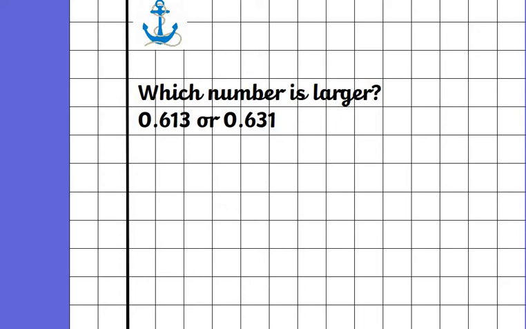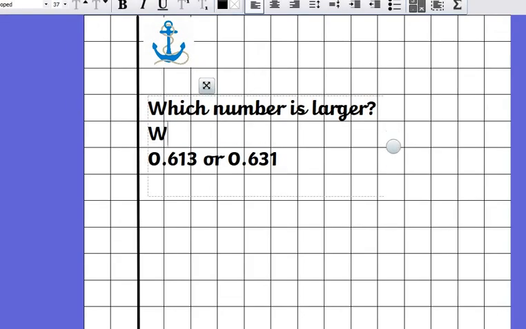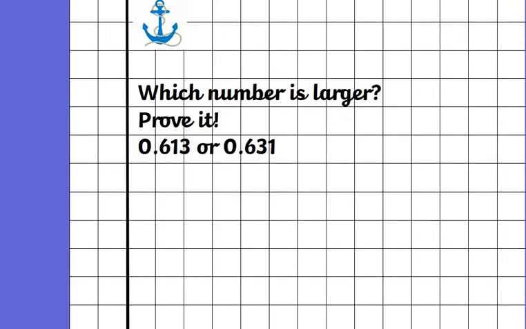Which number is larger? 0.613 or 0.631. And I'm going to add in part of the question, why, or prove it. We all like a good prove it. So I can say, right, I know which is larger. Well, that's quite easy, 0.631. Yep, right, well done, super. But what about proving it? How can I prove that number is bigger?